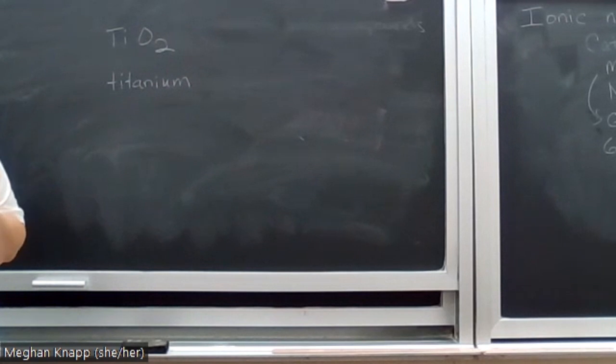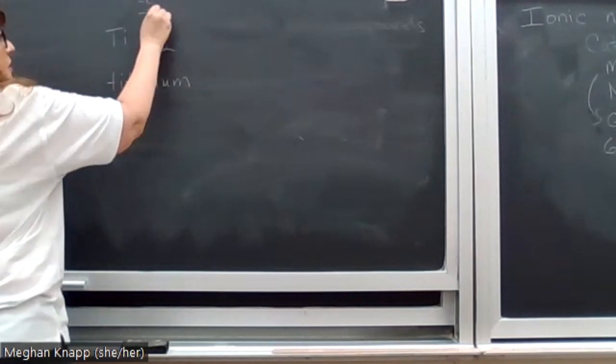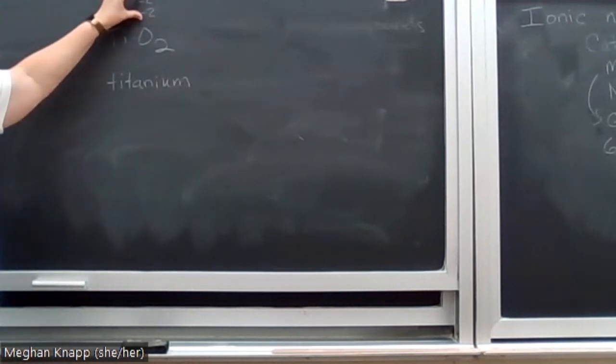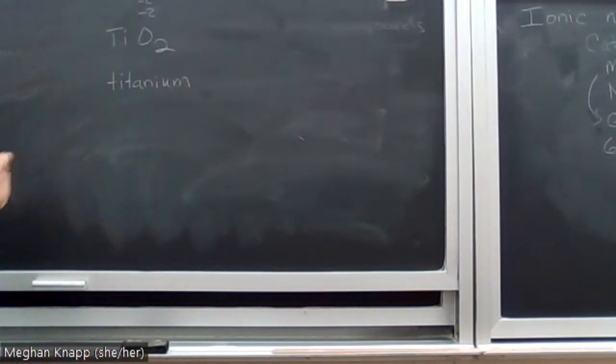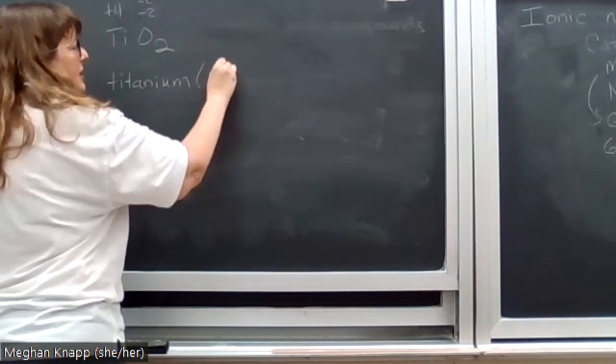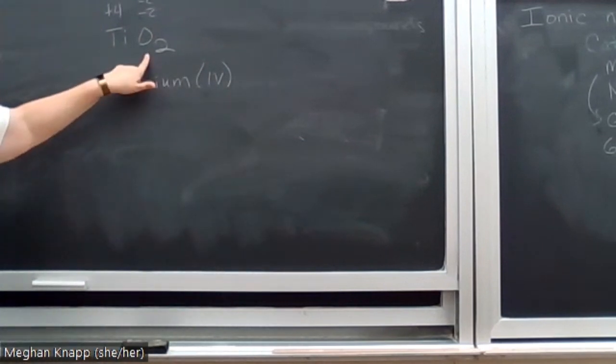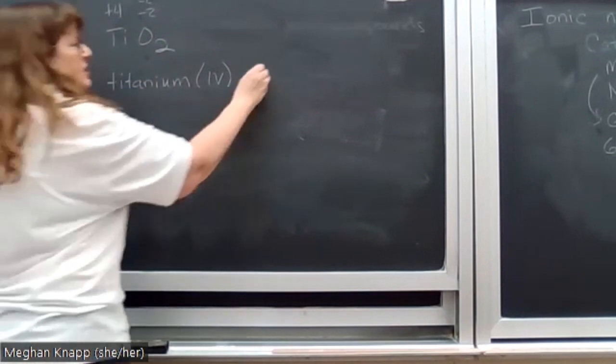So what's the charge of oxygen? -2, because it's in that group 16. There are 2 of them, so we have a total of -4 here. So what's the charge on the titanium? Okay, so this is going to be titanium Roman numeral 4, and then how do we name this? Oxide. We just changed the end.